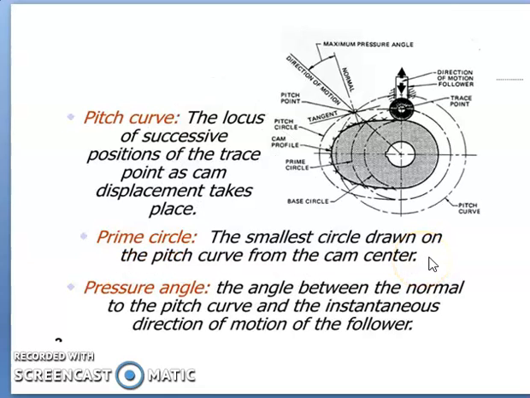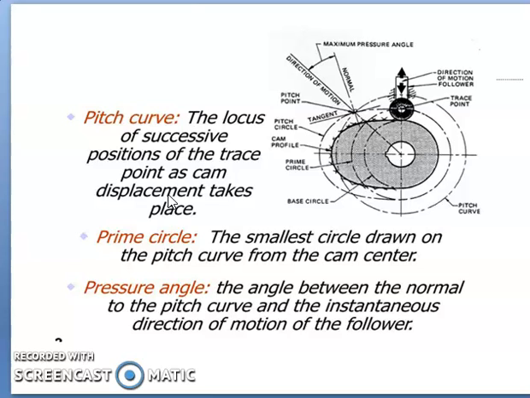Next is the pitch curve. The locus of the successive points: when the trace point is moving over the contour of the cam, the point will trace a path. If you join the points, or if you trace the path, that will give the pitch curve. In case of a knife edge follower, the trace point will coincide with the tip of the knife edge. So the pitch curve and the cam profile will be the same.